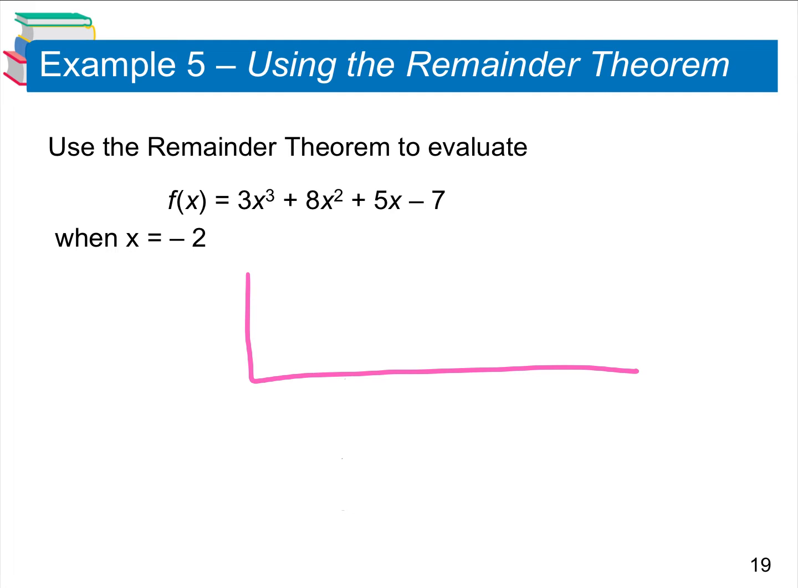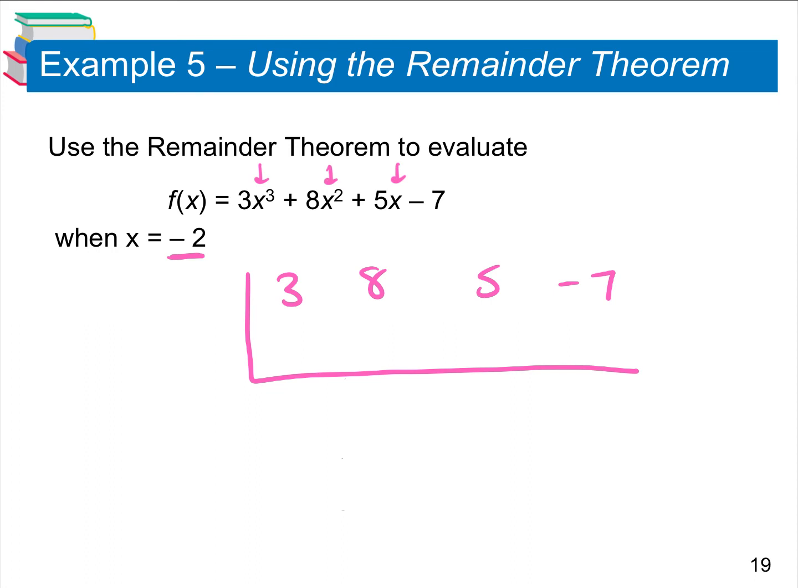And whatever our remainder is going to be, that value is what we would get if we plugged in -2 into all of our x's instead. But instead I can use synthetic division to find out what that value is. So inside my box I have 3, 8, 5, and -7. What's going to go outside the box?